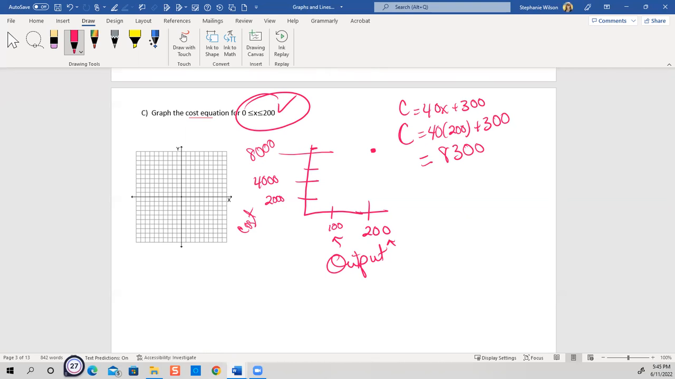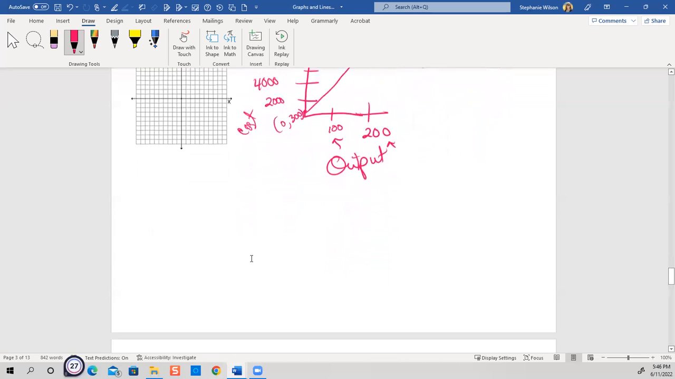So I know it's going to be a little bit above here. I'm going to have this ordered pair here, and the line goes from somewhere about right here, because it's the y-intercept. So this is what we get. That's graphing the line.